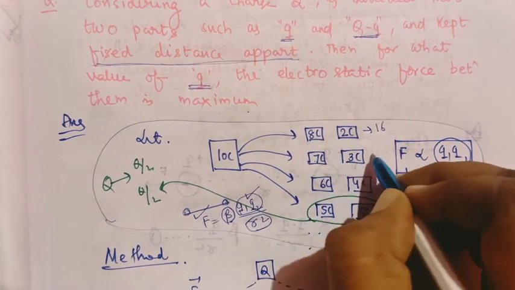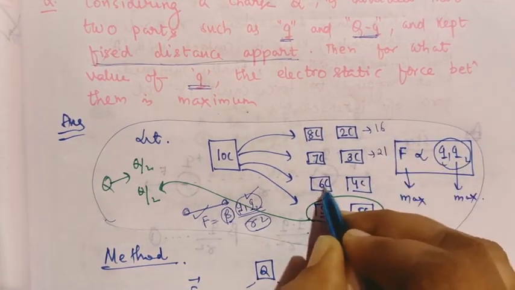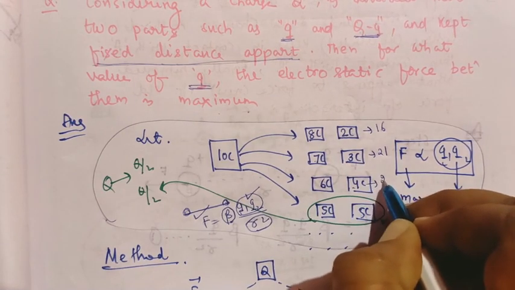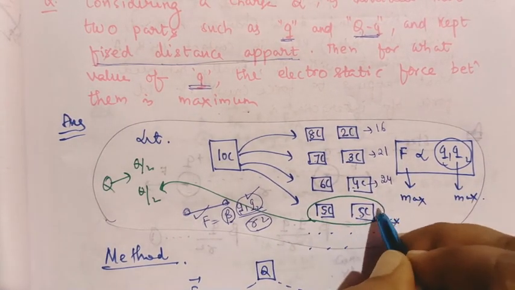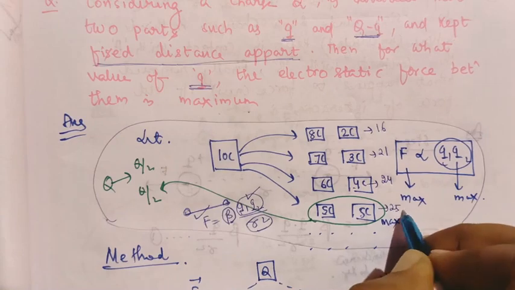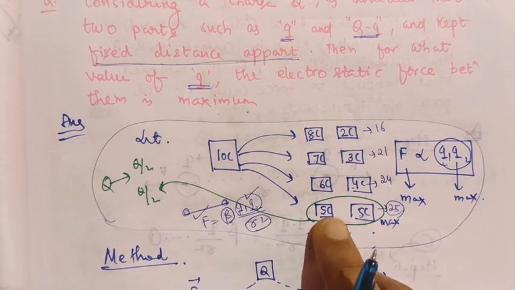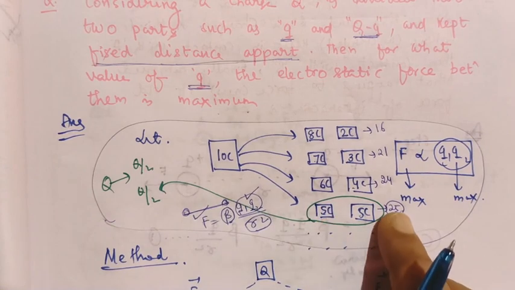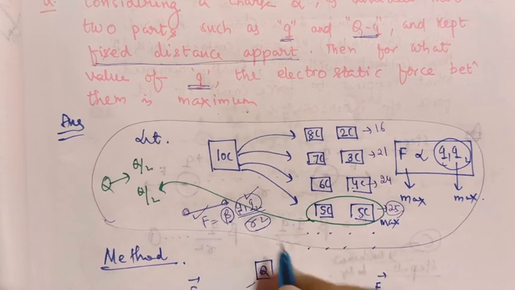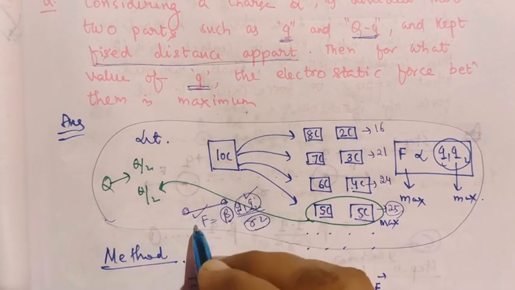7 into 3 will give you 21. 6 into 4 will give you 24. 5 into 5 will give you 25. You see, 25 is maximum. If you test another choice, 25 will still be maximum. That means when the product of the two charges is maximum, the force is maximum.